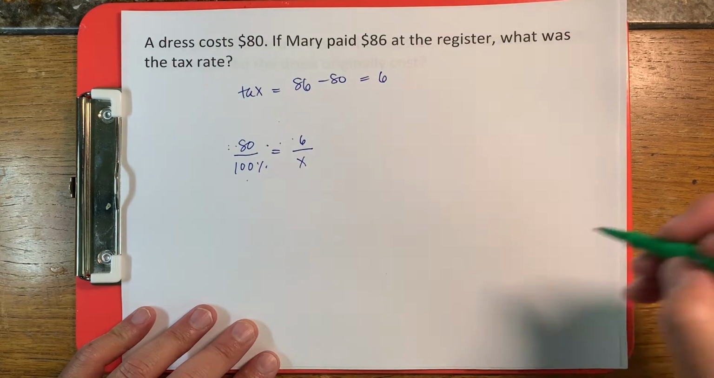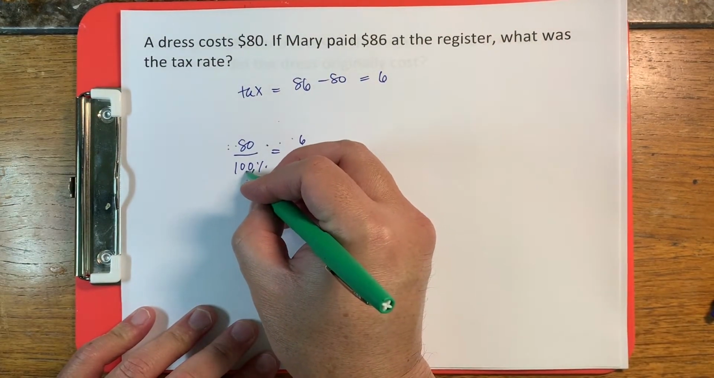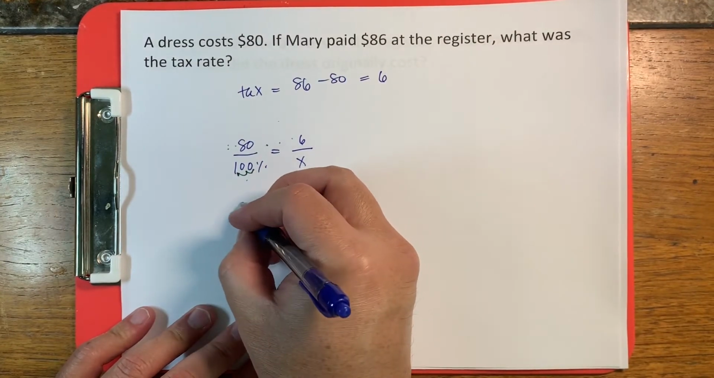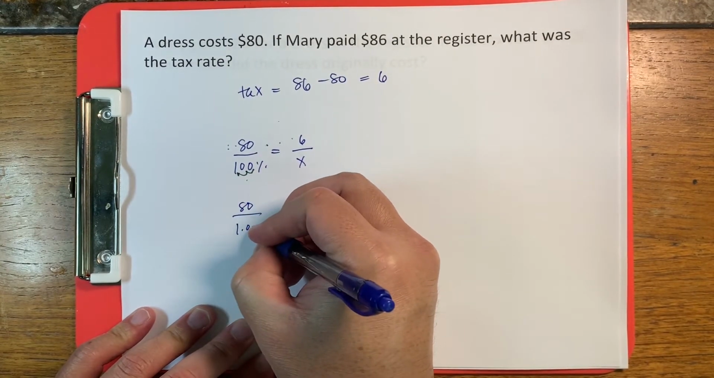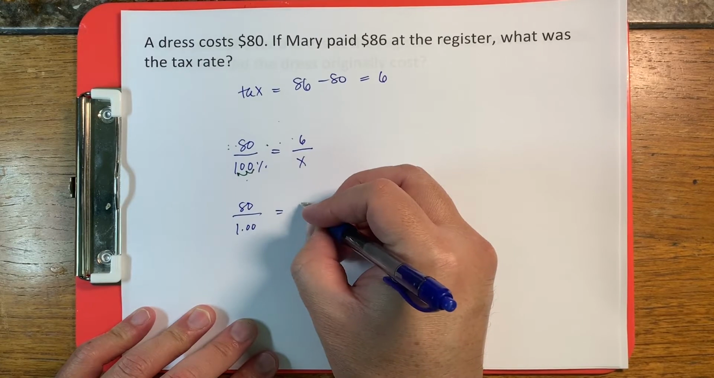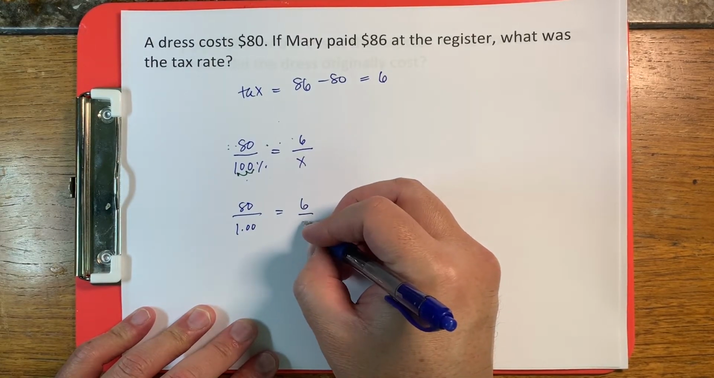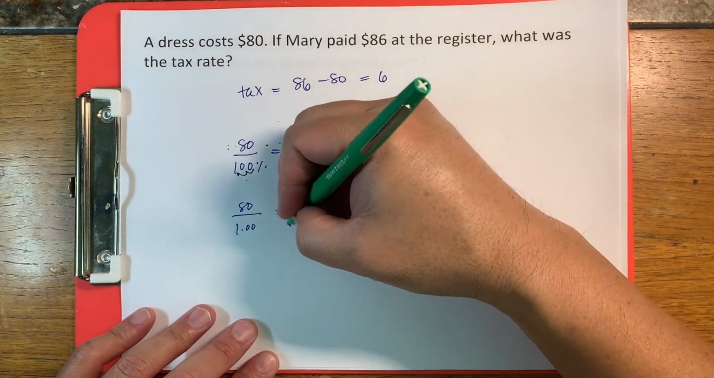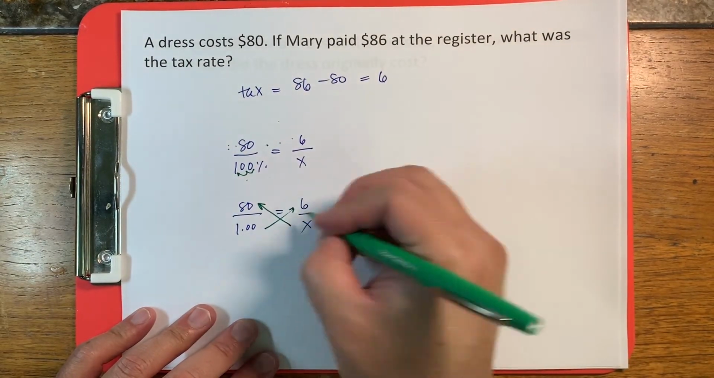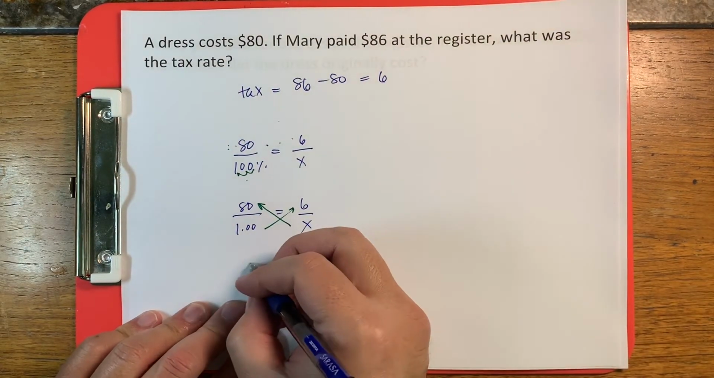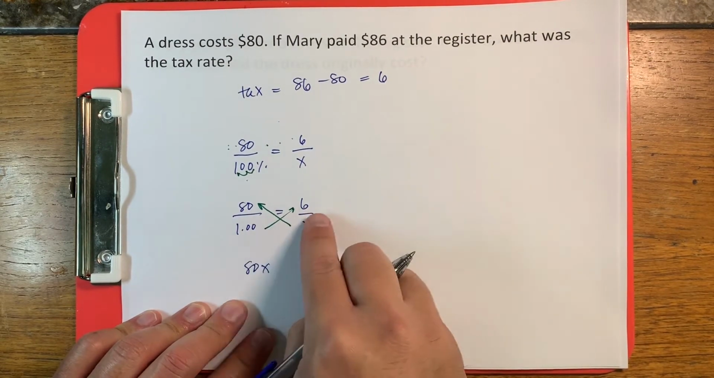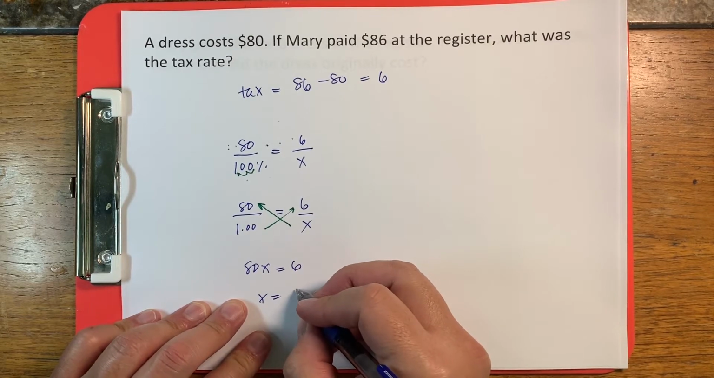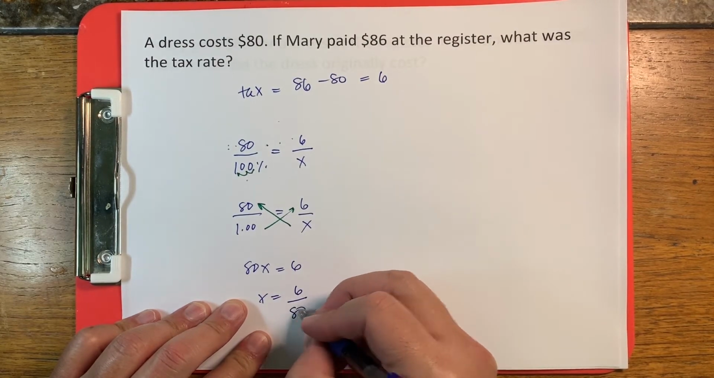Now, let's convert this percent into a decimal. So we're going to move the decimal 2 places, and we're going to get 80 over 1.00 is equal to 6 over x. And now we're going to do cross multiplication. This times this is equal to this times that. And I get 80x is equal to 1 times 6, which is 6. And x is equal to 6 divided by 80.